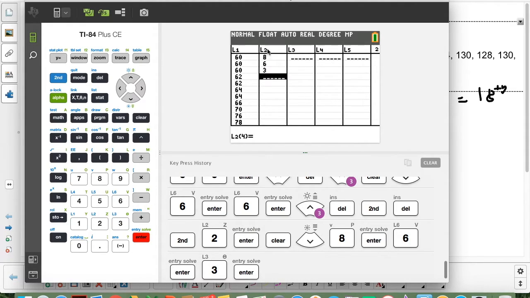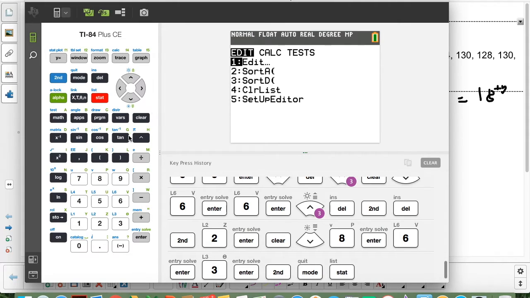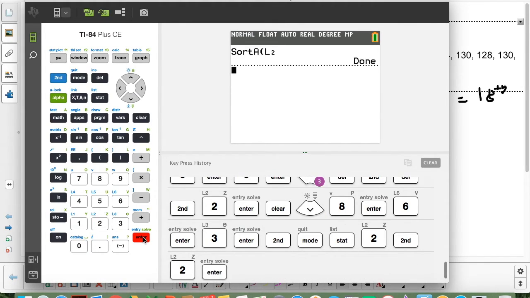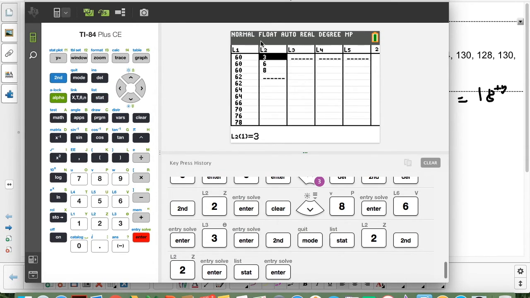I quit out of here, second quit, and I go to Stat, Sort in ascending order. I can hit number 2, or I could always scroll down. I hit second, and I'm going to sort L2. You're going to sort L1. Go back in. They will be in order. There they are in order.